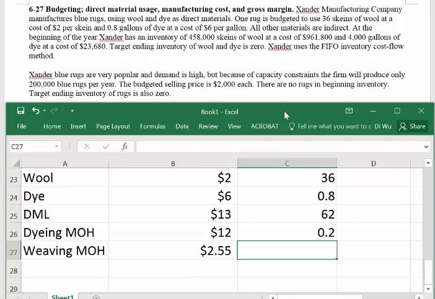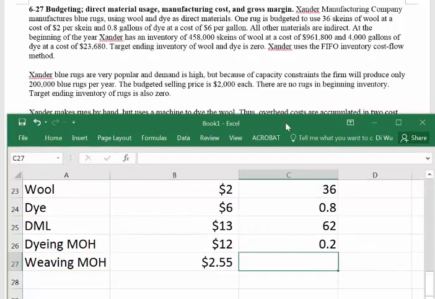Then the next one is how about the weaving? So weaving uses a cost allocation base, which is direct labor hours. So therefore, if making a rack needs 62 direct labor hours, then when we come to the calculations of weaving manufacturing overhead, the allocation base units is also 62 labor hours, because you are using the labor hours as a cost driver for weaving manufacturing overhead. So you have 62 there as well.